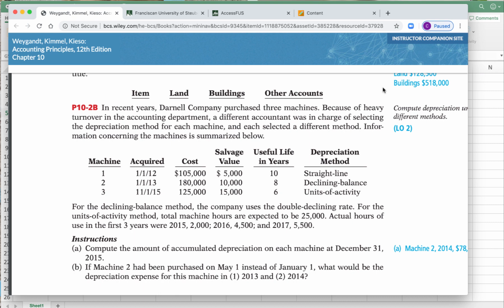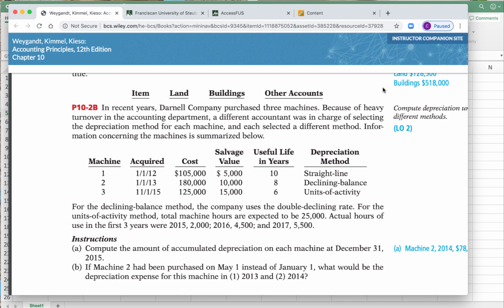They give us the cost, the salvage value, the useful life, and they tell us we're using three different depreciation methods. Okay, that's fine. We can do that, right? We can have machine 1 that does straight line, machine 2 that uses double declining, and machine 3 that uses units of activity. You can do this in the real world.